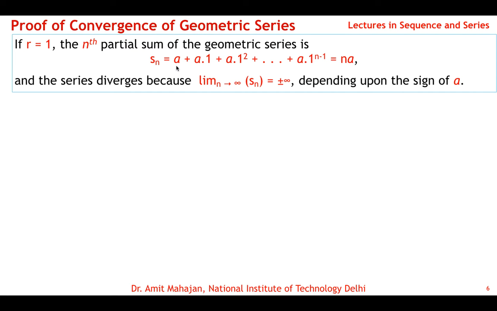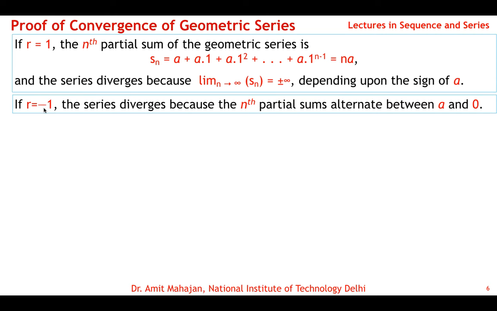Okay, because it was a plus ar plus ar square plus up to ar power n minus 1, and r is 1, so it becomes just the sum of a, n times, so it becomes n times a. And if we take the limit as n tends to infinity on this, then the limit on the right hand side will be plus infinity if a is positive and minus infinity if a is negative. So the limit is plus or minus infinity depending upon the sign of a, and so the series diverges because the limit of the sequence is not finite. Okay, and so the series diverges.